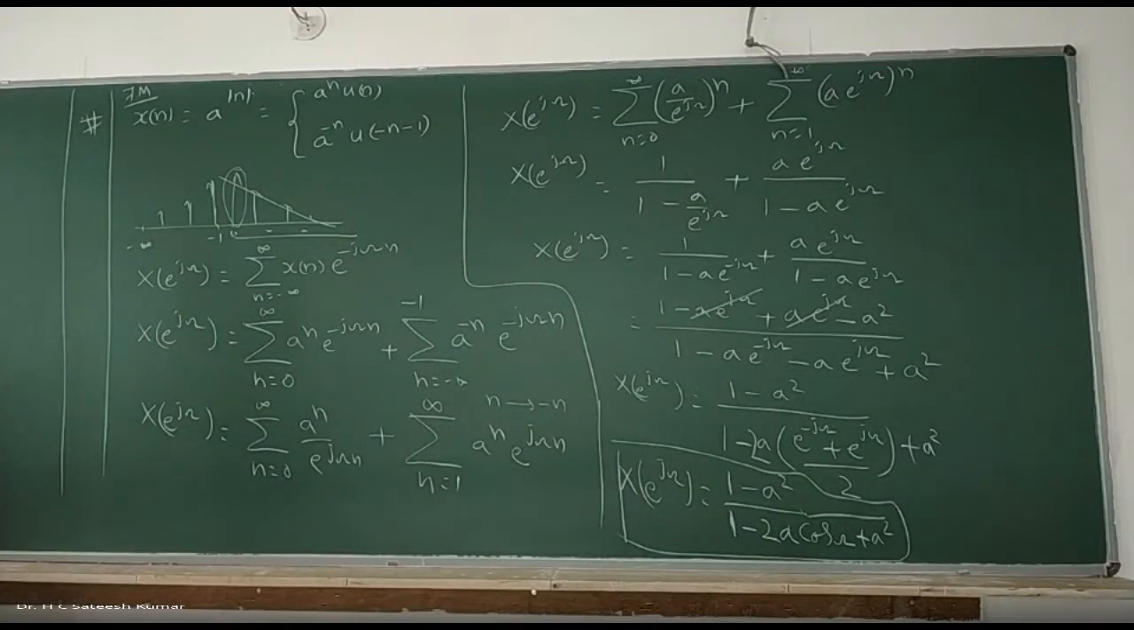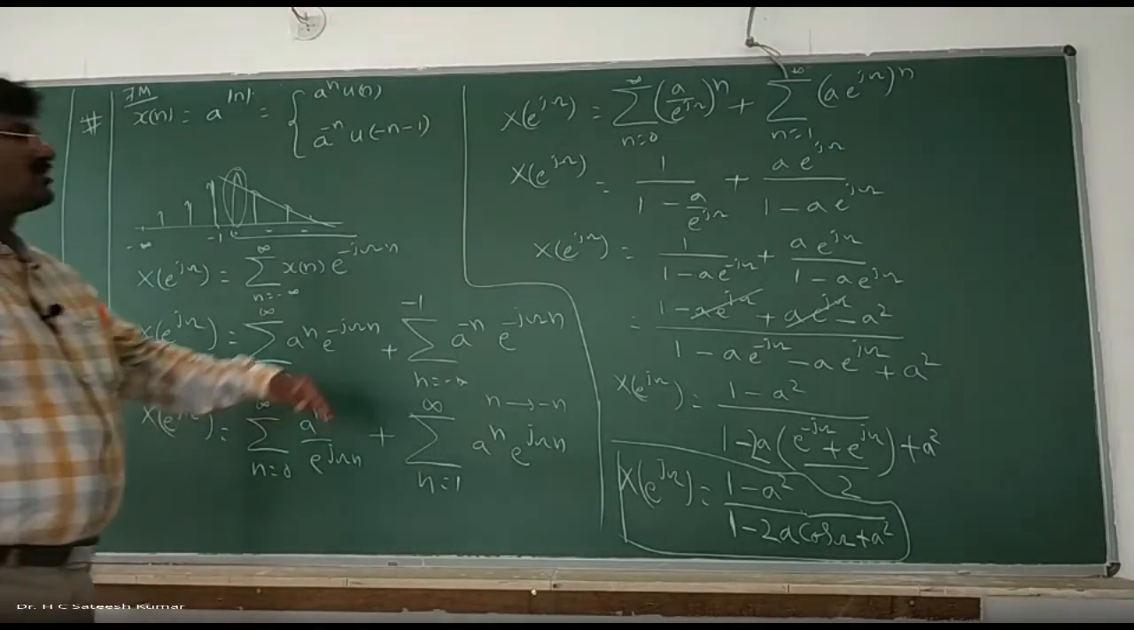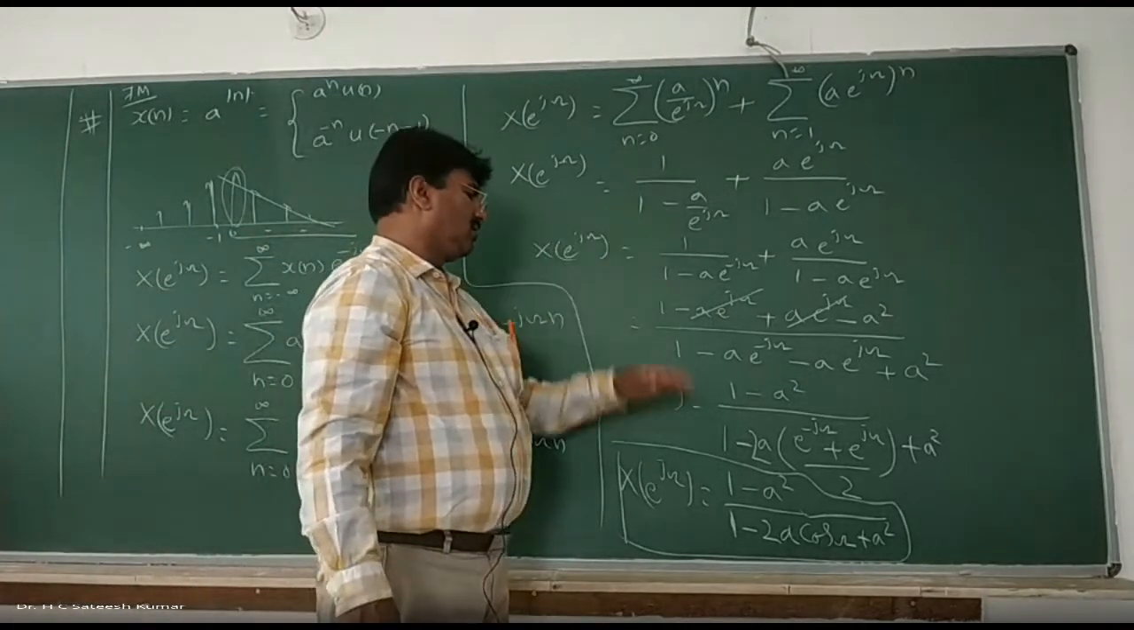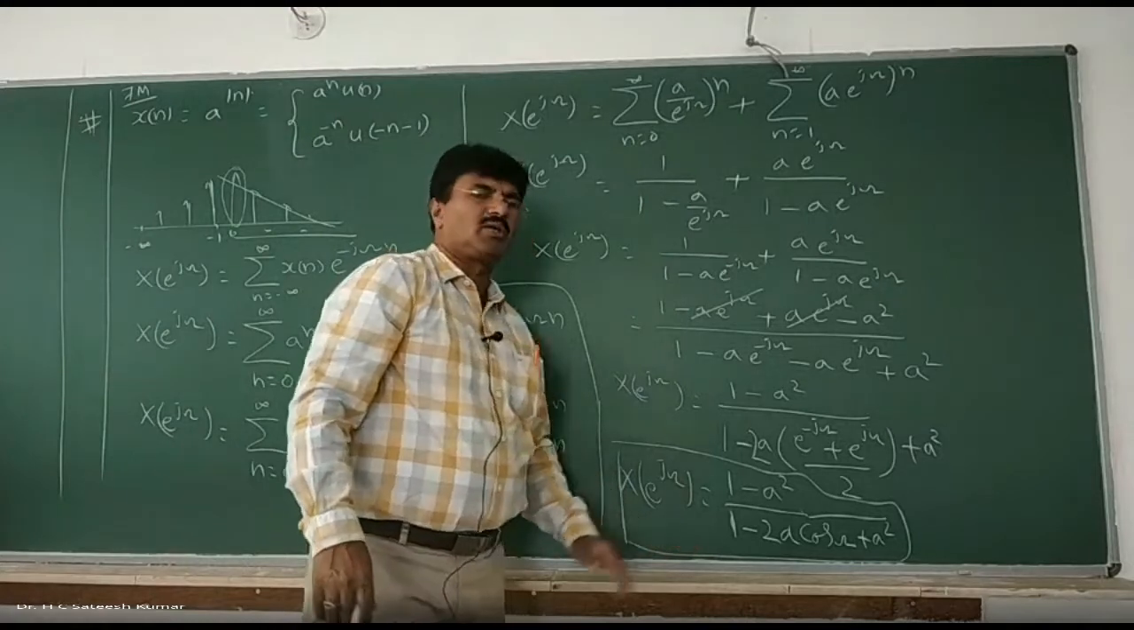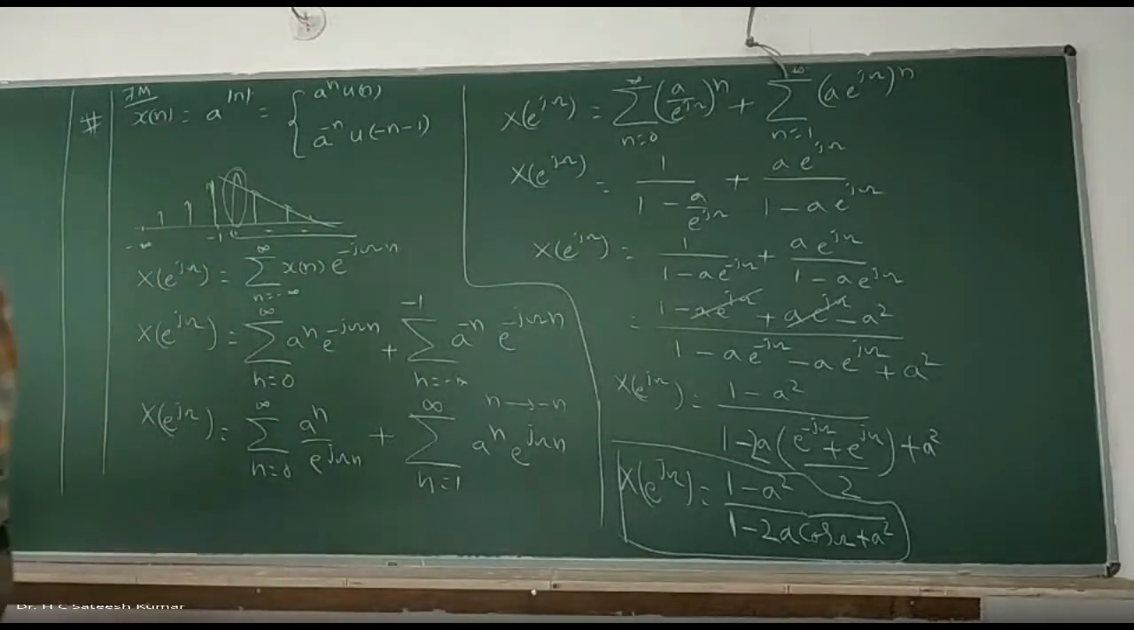Sometimes they may ask you to prove that the discrete time Fourier transformation of a to the power of mod n is this. Actually, we can stop at this point if they are not asking. But always, if you go up to this point, it will fetch you full marks. Let us go for one more problem.